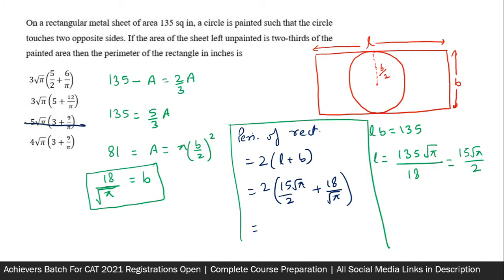So I think clearly these two options are gone. It's either the first or the second option. If I take 3 root pi outside, I'll be left with 5 plus 12 by pi. So I think we have approached our answer choice number 2. So the second option becomes the clear-cut answer to the question.